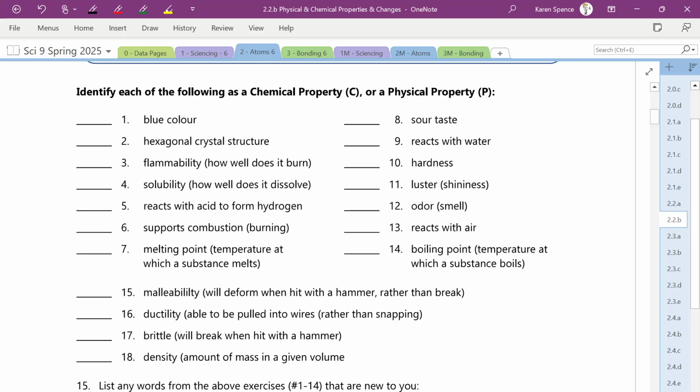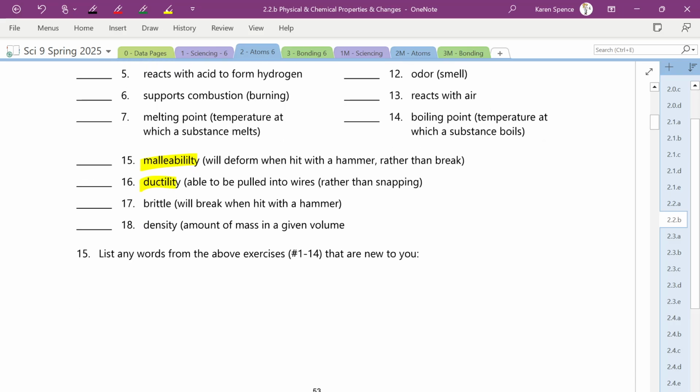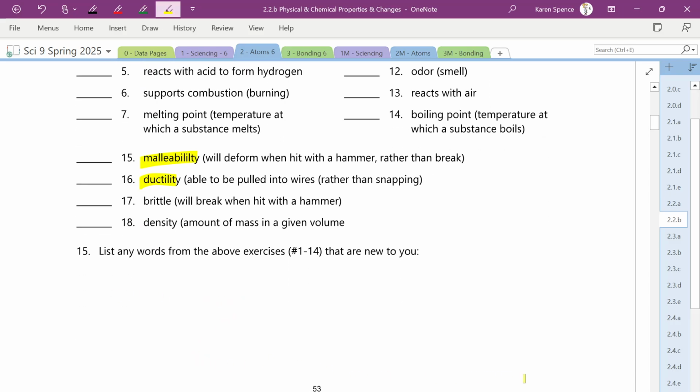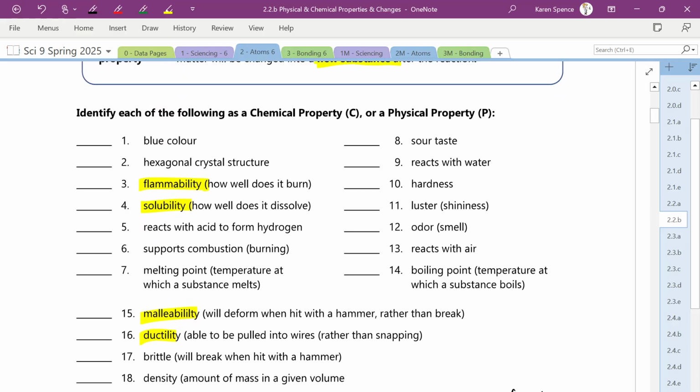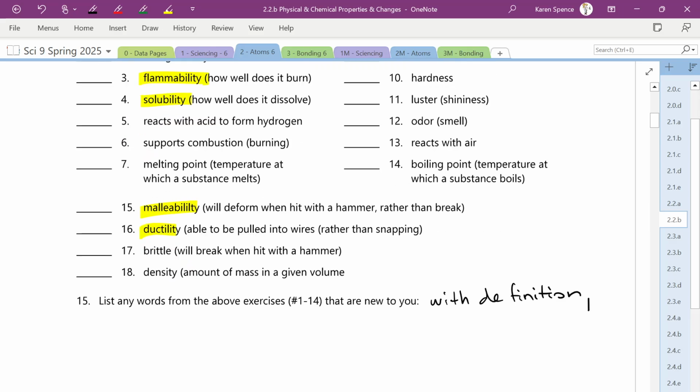And then once you get through 1 through 14, if there are any words from here, maybe like flammability and solubility, malleability, ductility, you're going to list those words down below, okay, with the definition. If you already knew them, you don't need to write them, okay? You're chemical or physical, list any words that are new to you with their definition.